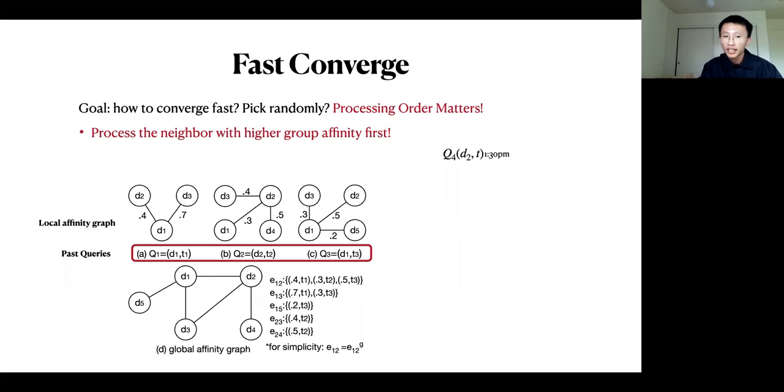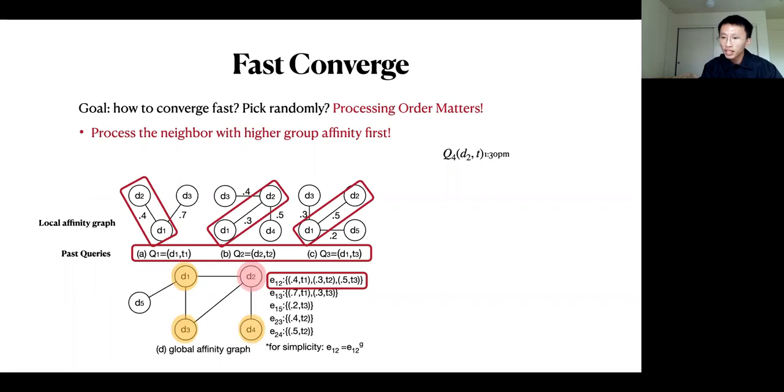Next, we maintain a global affinity graph by merging the local affinity graphs, where the nodes in the global affinity graph are the union set of the nodes in the local graphs, and the edges store all the past affinities between two nodes. For instance, we look at the edge E12 in the global affinity graph. It stores three affinities between devices D1 and D2 from past queries at three different timestamps.